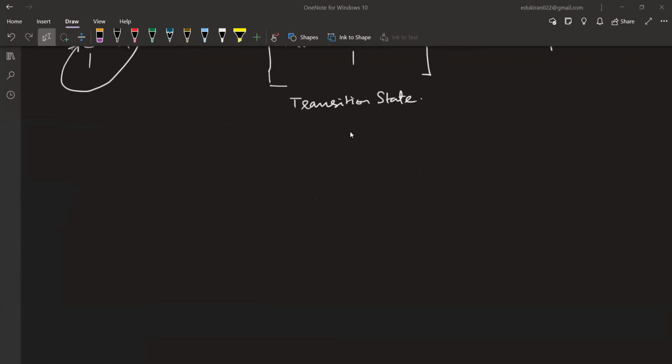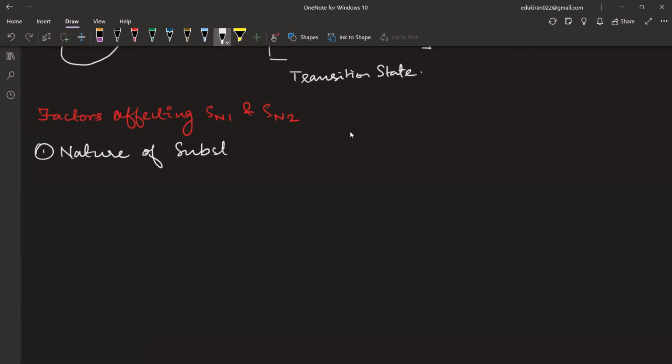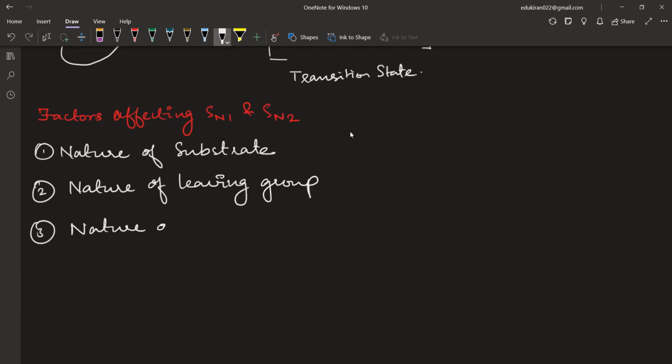Now, right, factors affecting SN1 and SN2. Okay. There are three factors. First one is nature of substrate. Second is nature of leaving group. And nature of solvent. Okay. Substrate, leaving group, and solvent. These are the three entities which affect the rate of SN1, how fast SN1 will happen, and how fast SN2 will happen.